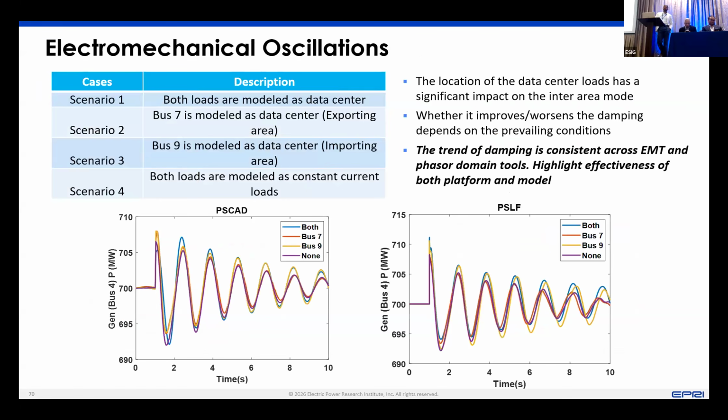Then we also looked at the effect of these things getting connected to the grid and how they affect the inter-area oscillation. These are primarily the electromechanical modes of oscillation below 2 hertz. 1 to 2 hertz would be your local modes, and then you have your inter-area modes. We looked at different regions where we set up the data center model. We put it in area 1, area 2, and both areas, and tried to see what we observe in PSCAD in terms of their effect on damping, positive or negative, for different types of disturbances, and how that compares to when we model this using the PERC-1 model in PSLF.